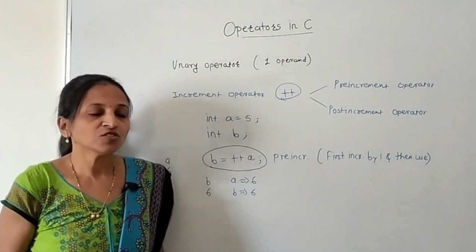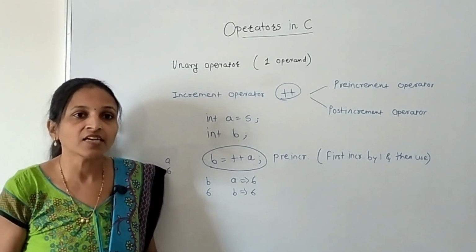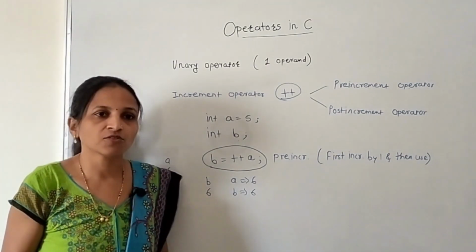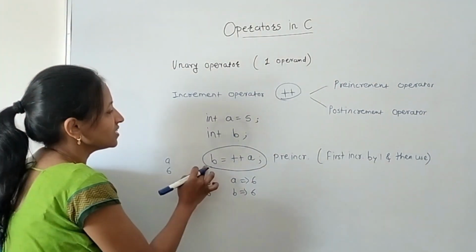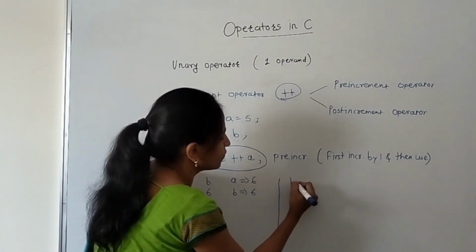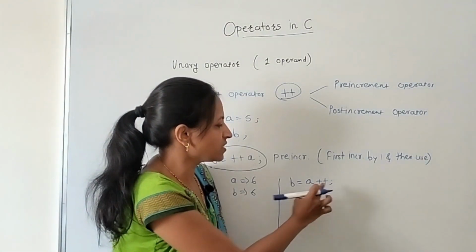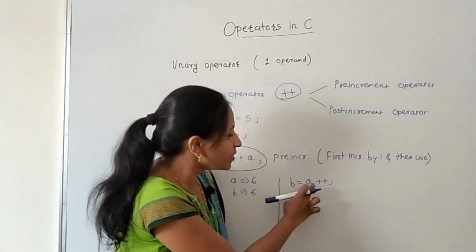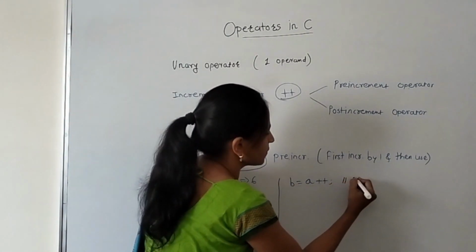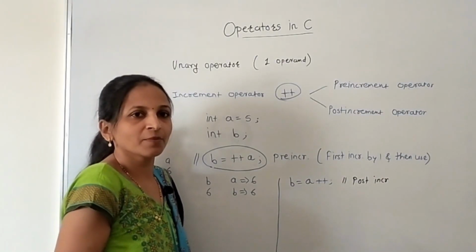Now next, suppose instead of pre-increment I am using post increment, then what are the values of a and b after execution, that we have to see. Suppose instead of this statement I am writing like this, b equals a plus plus. Now here this plus plus I have written after the variable, means this is nothing but post increment operator. I have used this in post increment style.